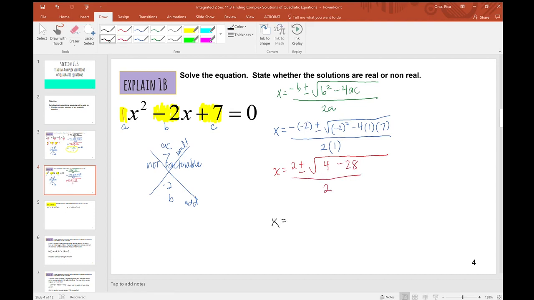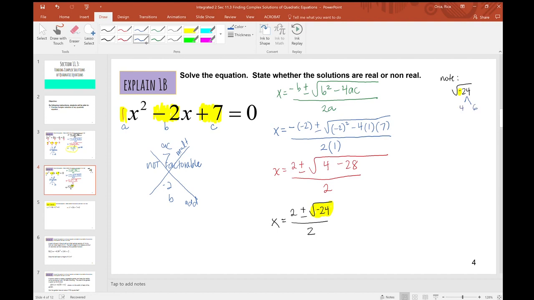Let's keep simplifying. X equals 2 plus or minus the square root of 4 minus 28 is negative 24, all over 2. Now the 24 is composite, which means that we might be able to simplify the square root of negative 24. So I'm just going to make a note. Square root of negative 24. We have that negative under the radical. That automatically tells us that our solution is going to be imaginary. In other words, it's non-real, which also means that we are going to have an i. I know the factors of 24 are 4 and 6.